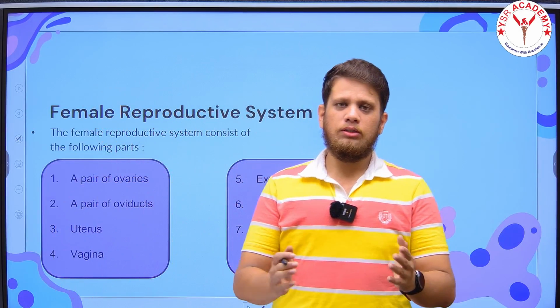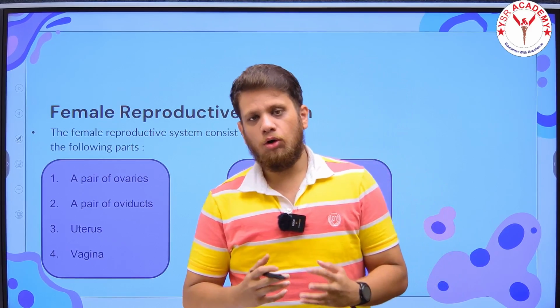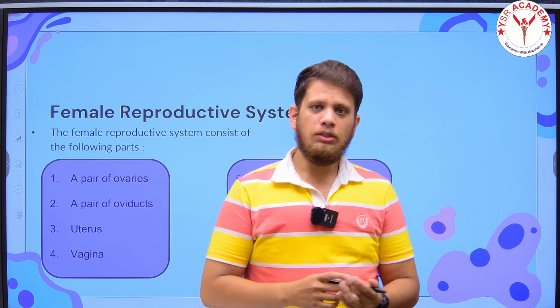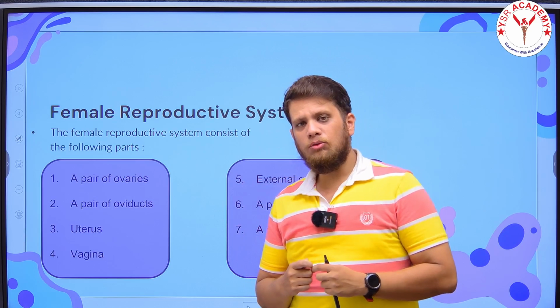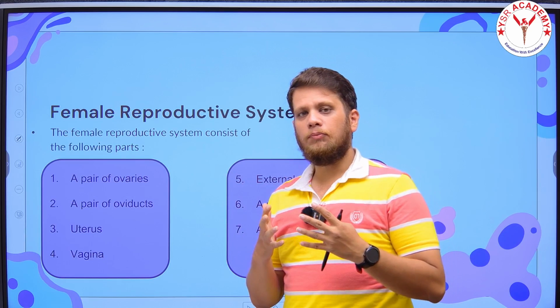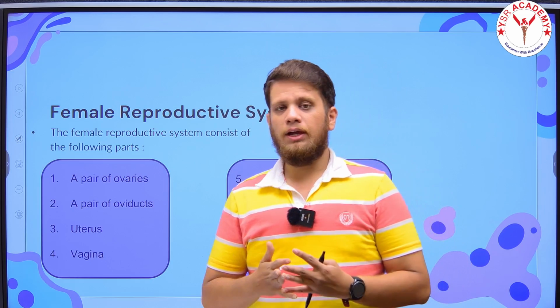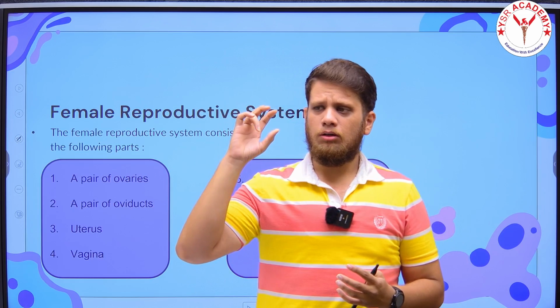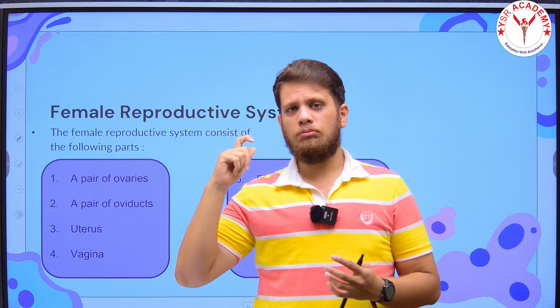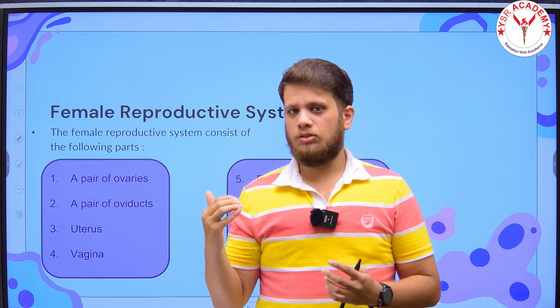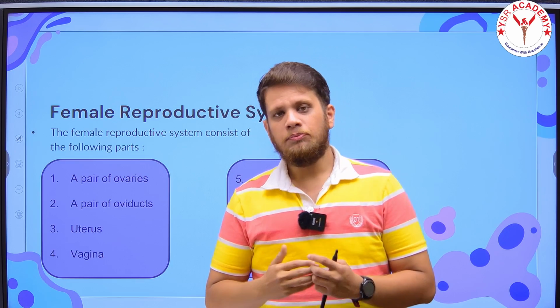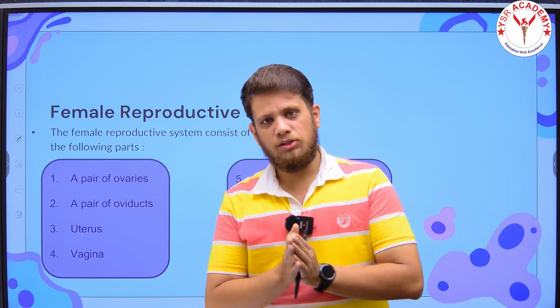We start with the second lecture of the human reproduction chapter. Previously, what have we talked about? We discussed the male reproductive system. We have talked about the structure, about different parts of the male reproductive system, and we also talked about different kinds of ducts.